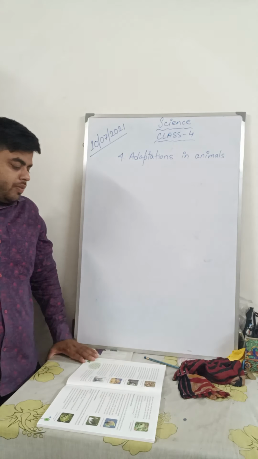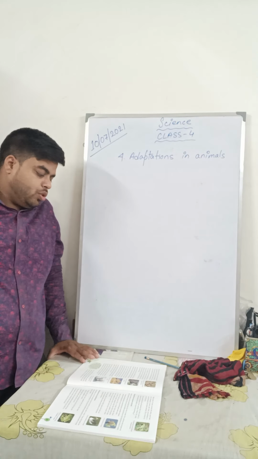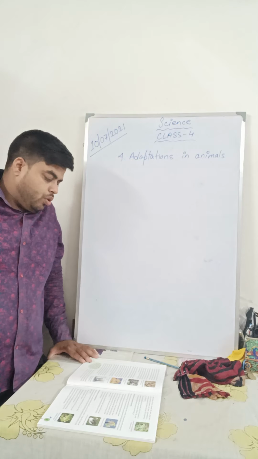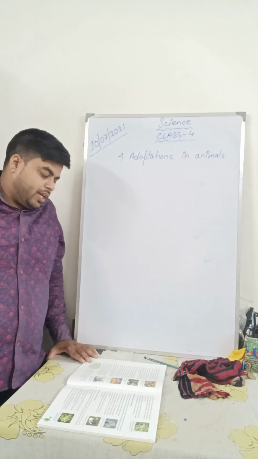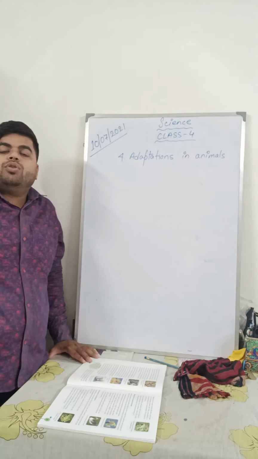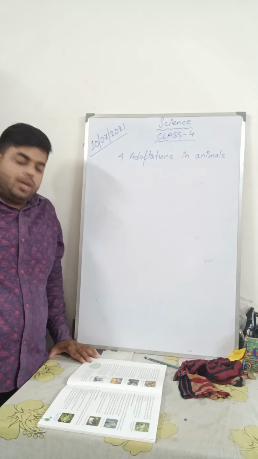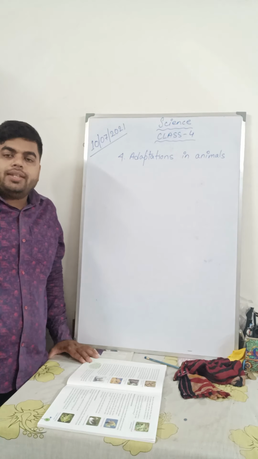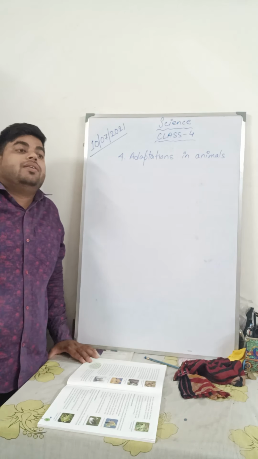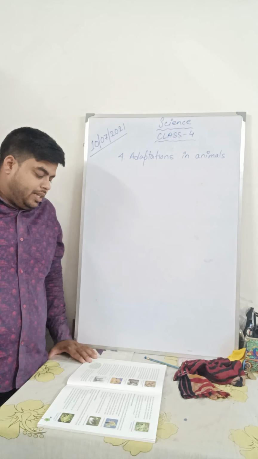Next, most of them have 4 legs which help them to walk, jump, run, move on land, hunt and protect themselves. So most of the terrestrial animals have 4 legs so that they can walk, jump, protect themselves, and hunt their food.